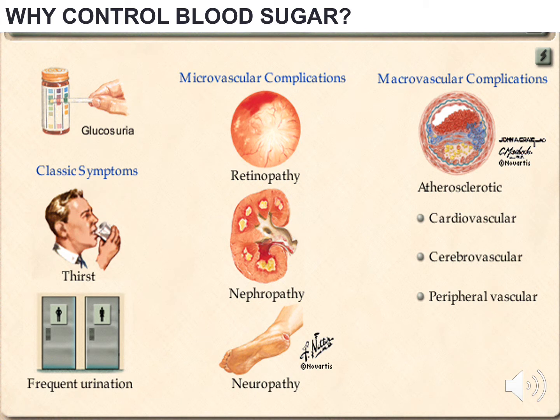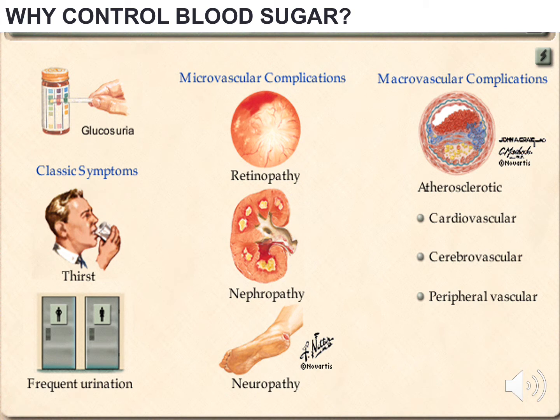Polydipsia is frequent drinking because of the dehydration, the loss of water in your urine. And polyphagia is frequent eating because even if your blood sugar is high, it cannot be utilized. So you feel hungry and you eat more. For many patients, that's the reason why you need to control the blood sugar. But many more patients are actually asymptomatic even if their blood sugars are high.